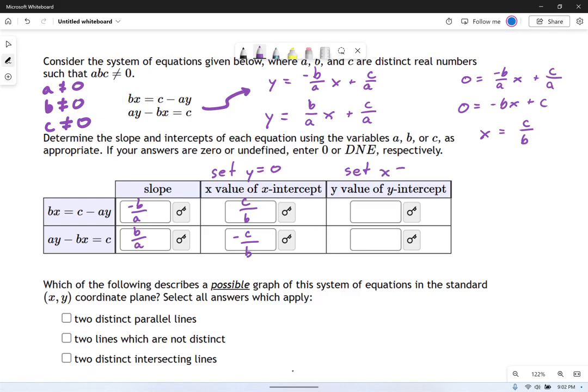Now for the y value of the y-intercept, what you do here is you set x equal to 0, and that gives you the y-intercept. So if I do that for the first equation, I set x equal to 0, I get y equals c over a. That is the y-intercept. This one's a little easier to see. The y-intercept of the second equation, when I set x equal to 0, it's the same exact thing. It's again c over a.